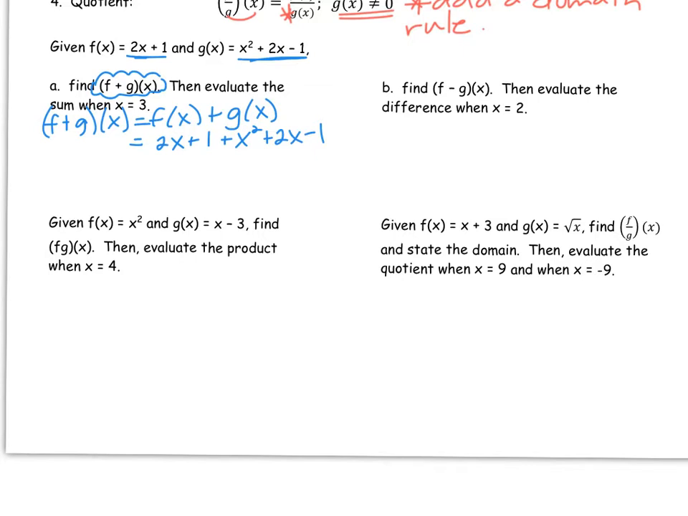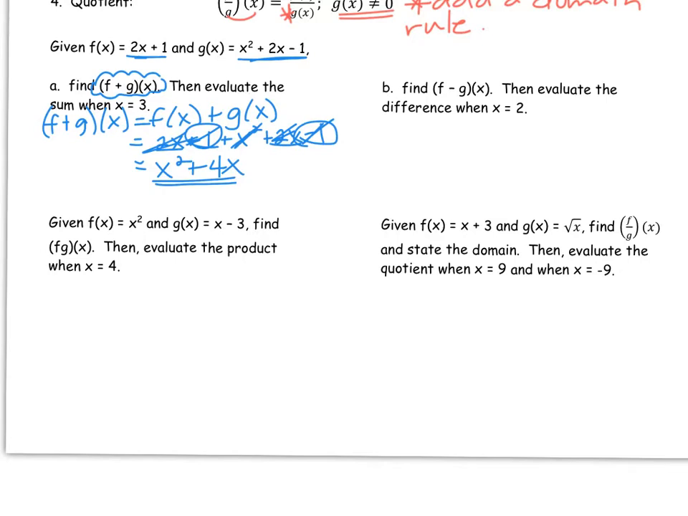All we're going to do, everybody, is just combine like terms. We have an x squared. We have 2x and another 2x, so that would be plus 4x. We have plus 1, minus 1, and they cancel out. So f plus g of x equals x squared plus 4x. That's the first part of our answer.